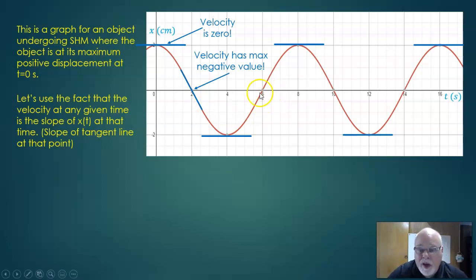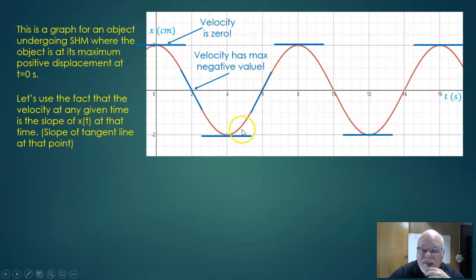Well, what happens when we get over here to this 6 seconds? Because we're back at equilibrium again. Well, if I were to draw that in, my tangent line, again, this is where it's going to be the steepest. Any tangent line between here and here is not going to be as steep as this one. Same case for going from here to here. So this is again where we're going to have a maximum value, but this time it's positive.